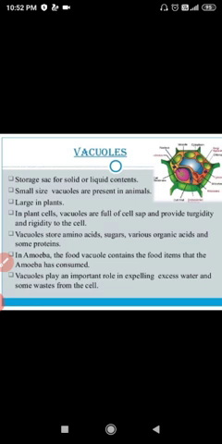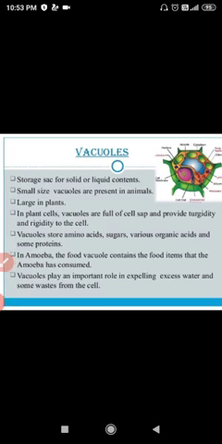And this vacuole is filled with cell sap, which I already told you. One point I forgot to tell you was tonoplast, so that point is also covered. So this is all about the vacuole. This is the last cell organelle.